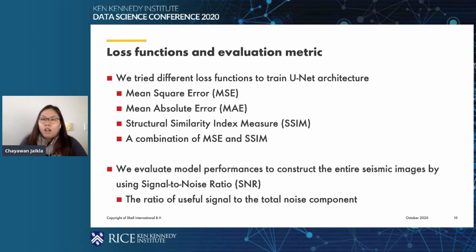We evaluated our model performance to reconstruct entire seismic images by using signal to noise ratio, or SNR. It is a ratio of the useful signal to the total noise component, and it is a common metric used in seismic data. So the higher values of SNR indicate a better model.